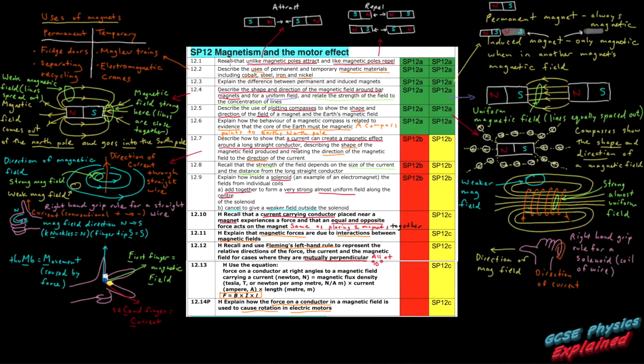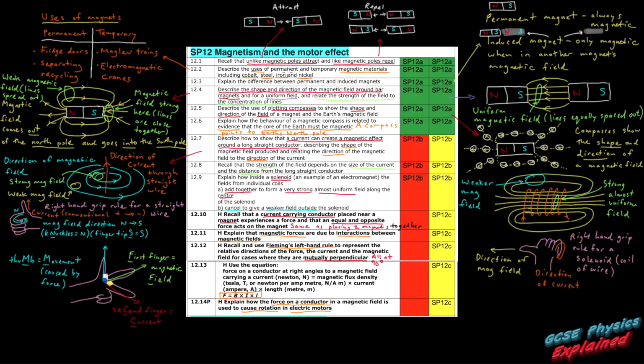Unit SP12, Magnetism and the motor effect. So you can see these statements here are green, so there's a good chance they'll be on the exam, but not much chance that these yellow ones will be, or just a little bit if they are. Recall that unlike magnetic poles attract, and like magnetic poles repel. So a north repels a north, a south repels a south, and a north and a south will attract.